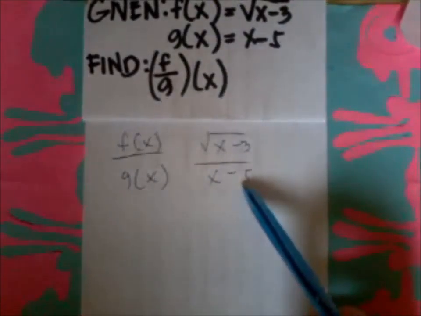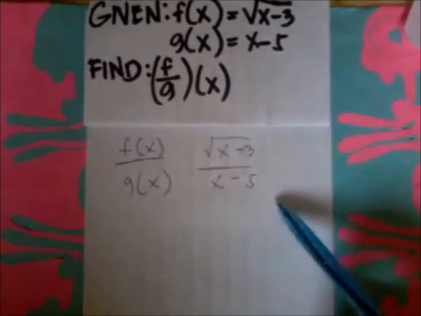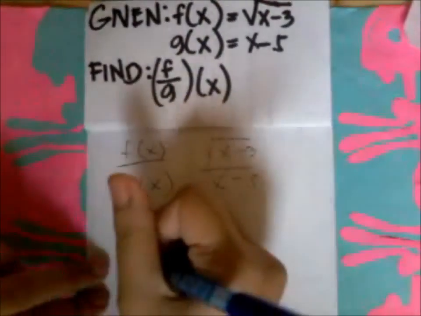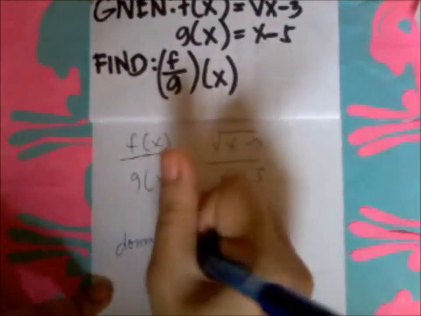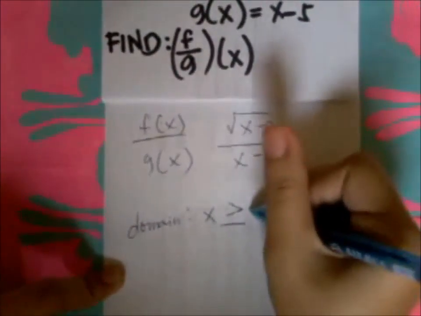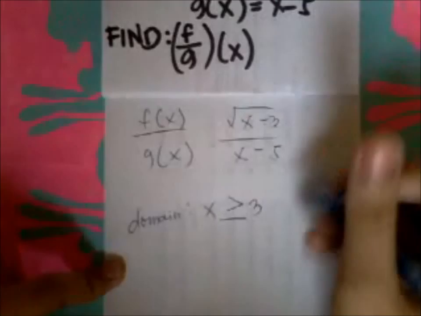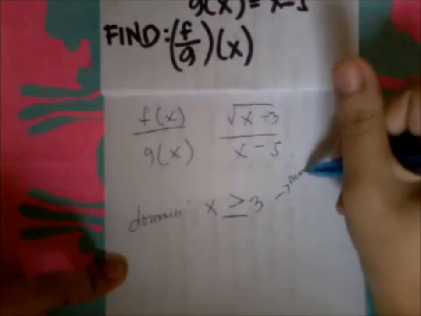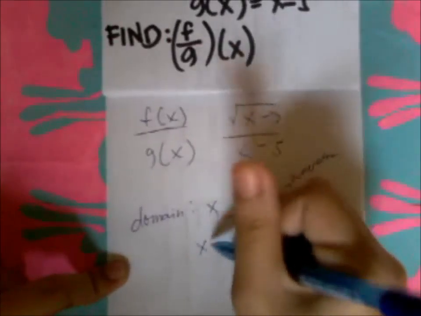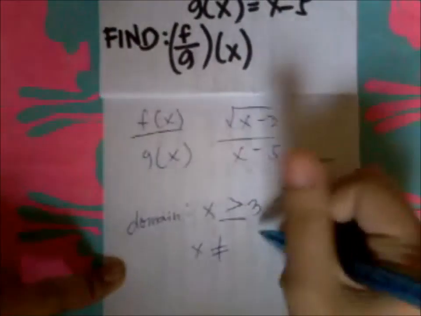And for our denominator, x should not equal 5, so that it would not equate to 0. So therefore, our domain is x greater than or equal to 3. This is for the numerator. And for the denominator, x is not equal to 5.